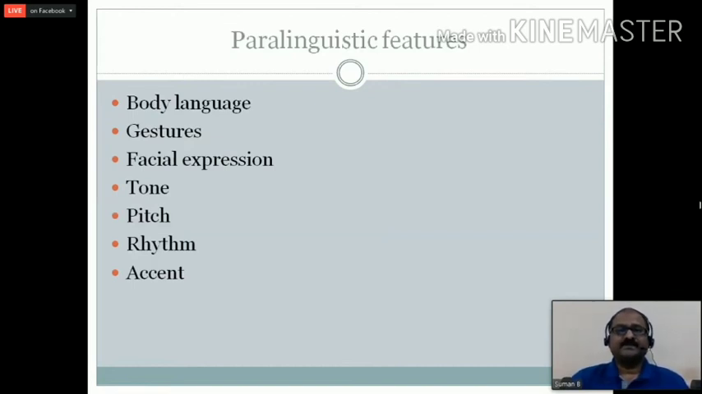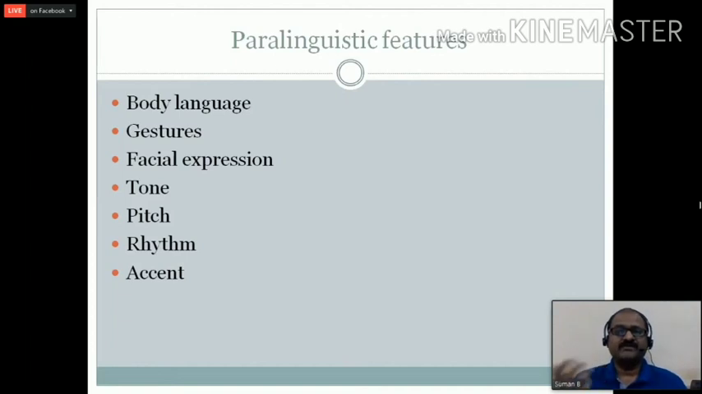Next, as we discussed earlier, we are going to look at some paralinguistic features. There are various features which make spoken English unique or distinct. Among them, paralinguistic features are very, very important. So what are these paralinguistic features? These are the features which help us communicate better apart from the language. Apart from the language that we use, these features in addition add meaning.